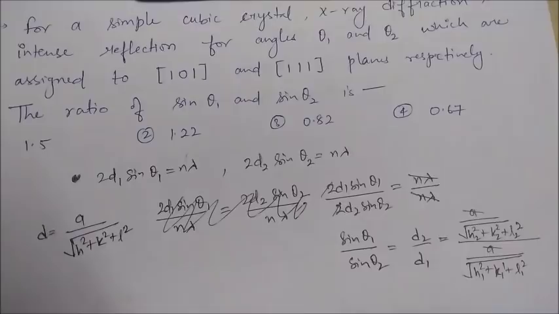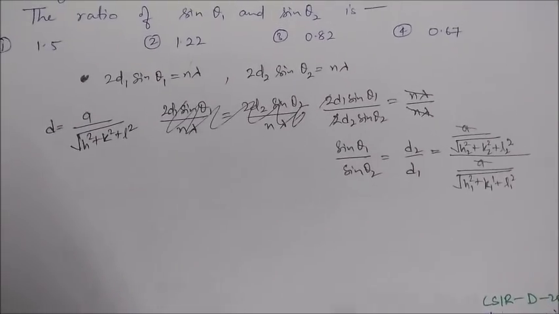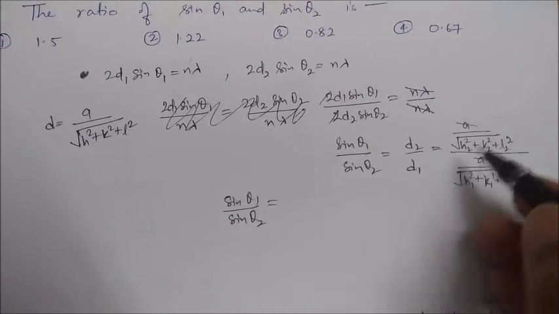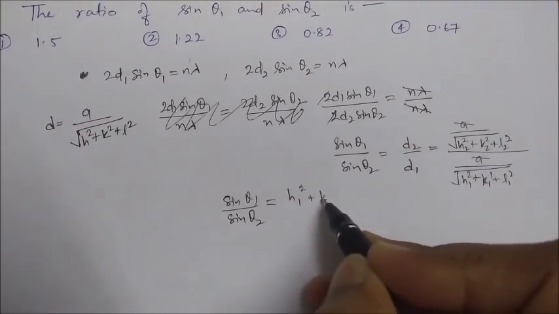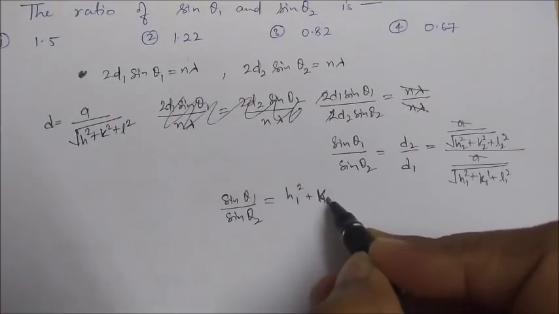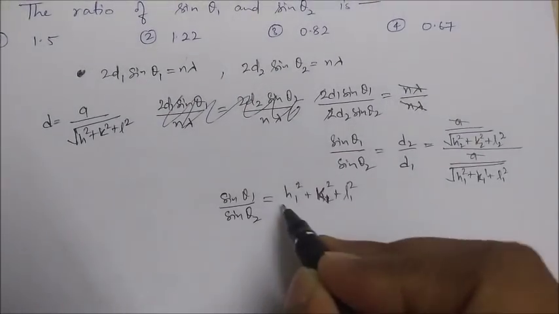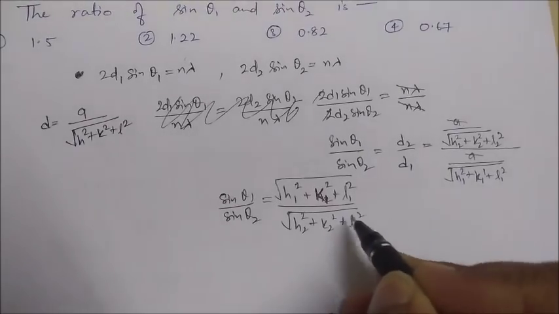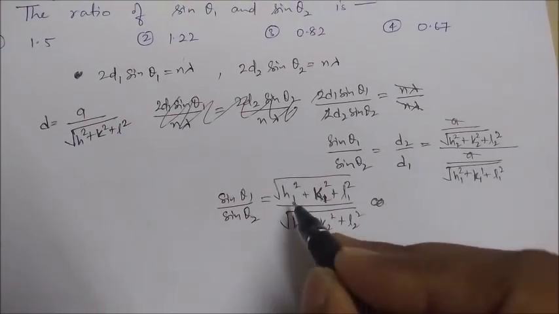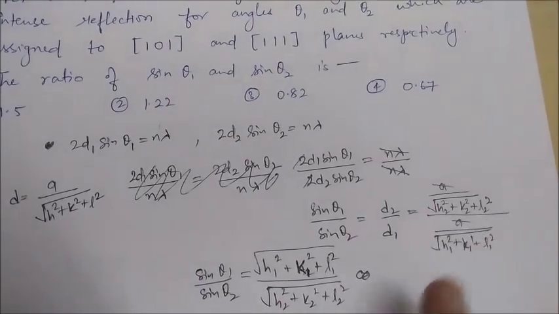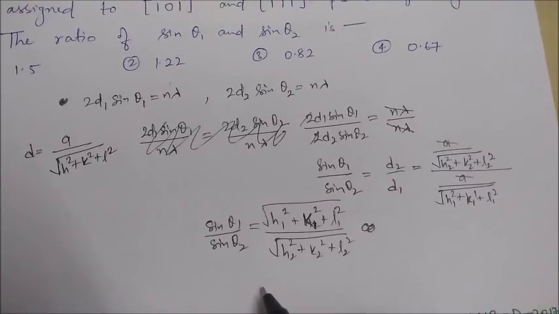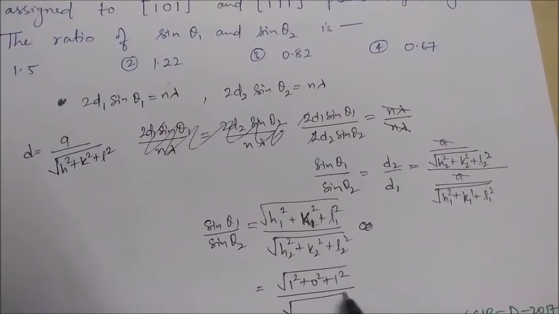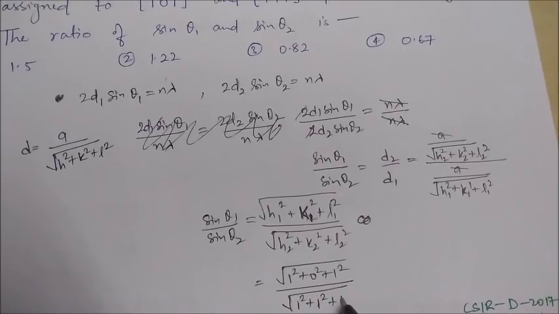So this a will be cancelled out, and what I will get is sin theta 1 upon sin theta 2 equal to, this will go up, under root of h1 square plus k1 square plus l1 square upon under root of h2 square plus k2 square plus l2 square. Just put both of these values. h1 k1 l1 given in the question is 101. So in the numerator I will get 1 square plus 0 square plus 1 square, and in the denominator 1 square plus 1 square plus 1 square.